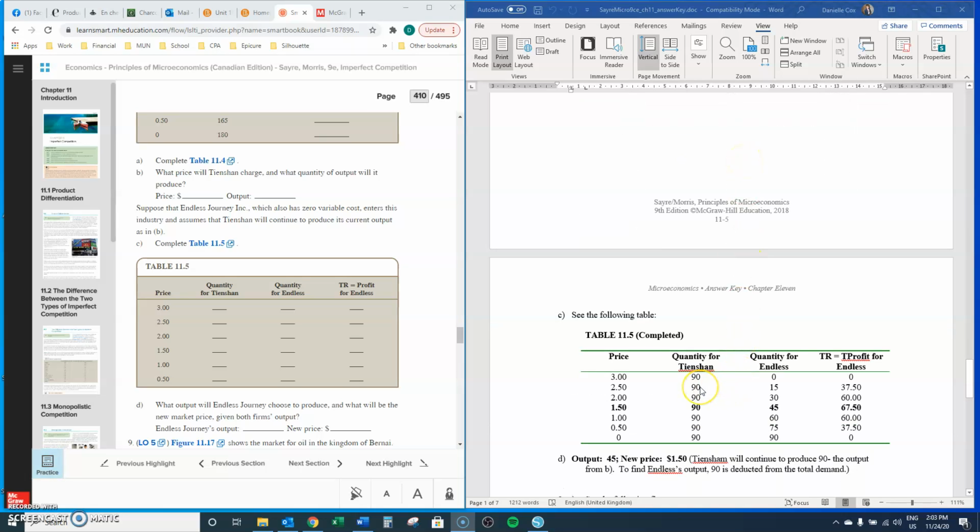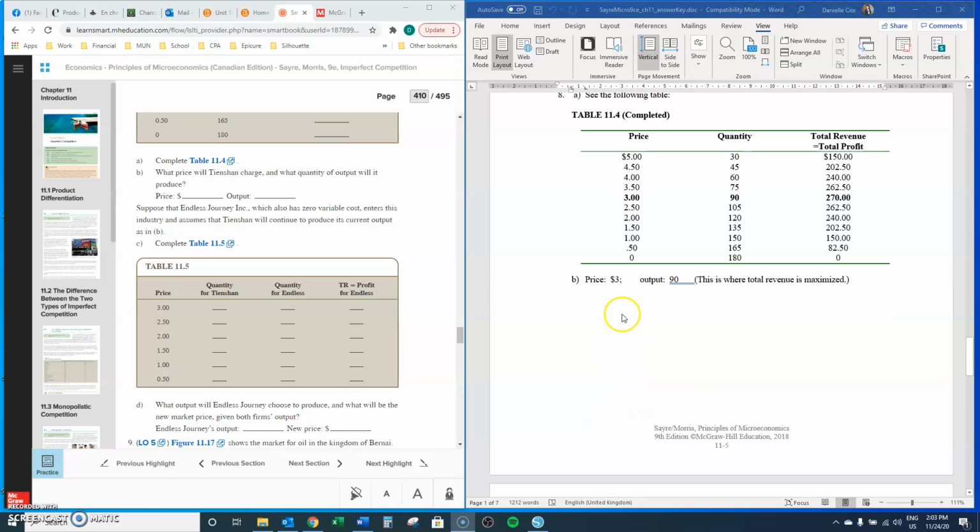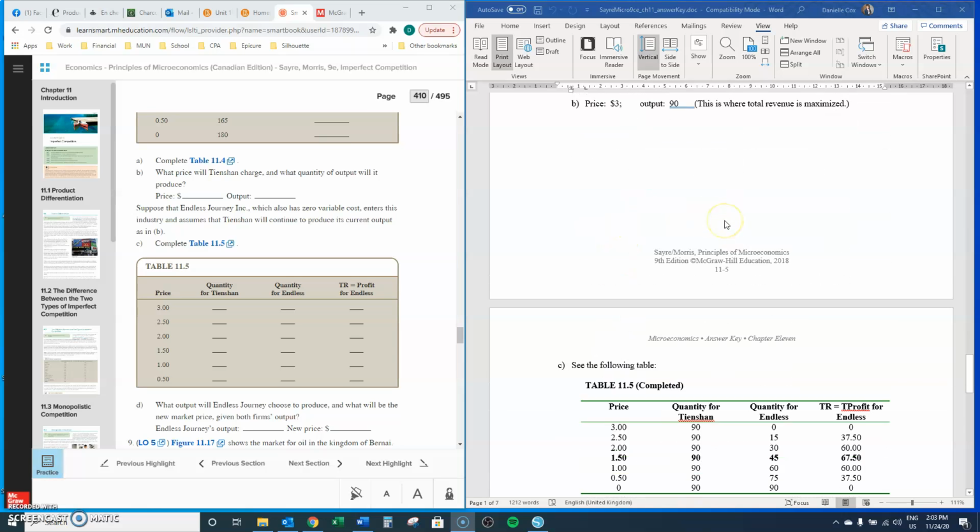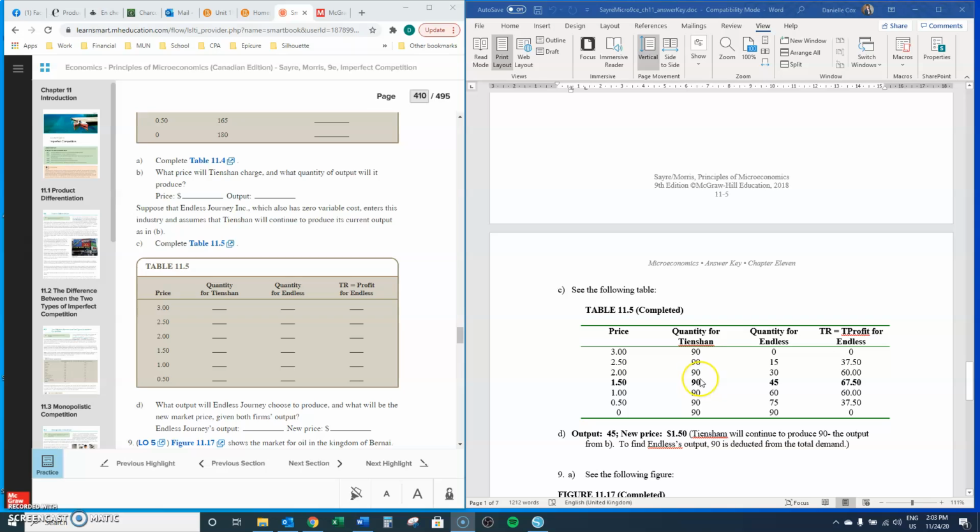So if we assume the old company still makes 90, that means that there's 15 remaining that the new company can make to meet demand. And that's essentially what we're going to do from that point on. At $2, the demand was 120. So if the old company makes 90, the new company can now produce 30 to meet the demand of 120 at that price.